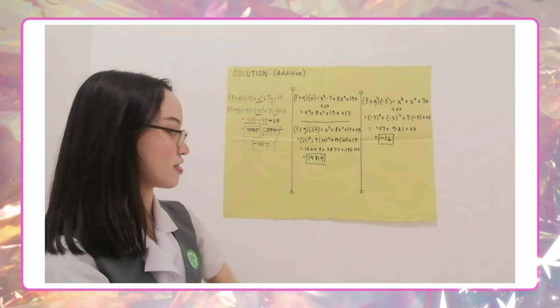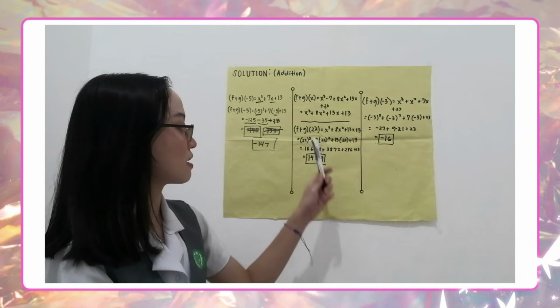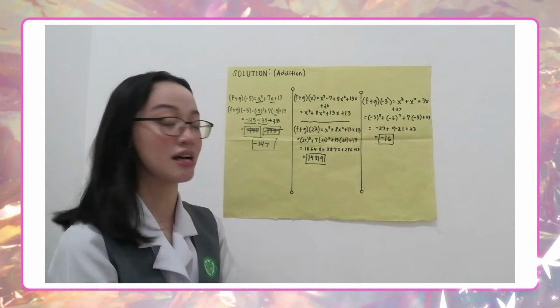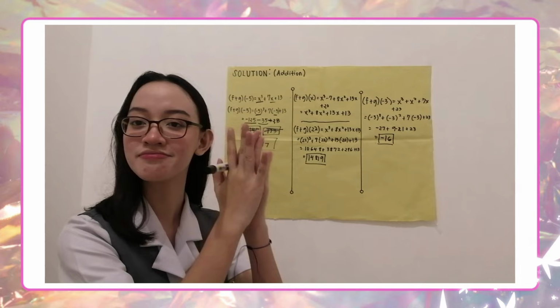So, ang sagot, 10,648 plus 3,872 plus 286 plus 13, and the sum of it is 14,898. So, you get the answer, and if you do, good job.